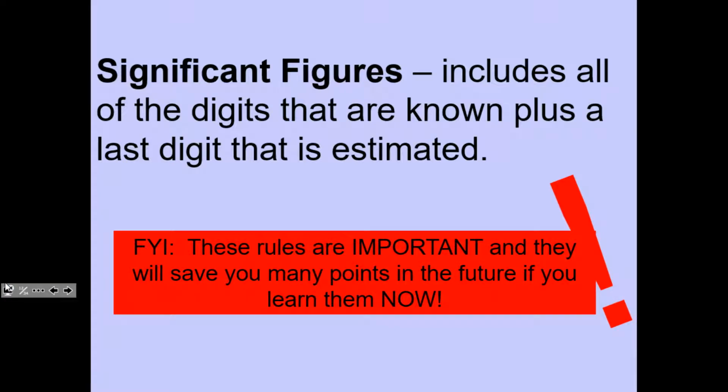Significant figures include all of the digits that are known plus a last digit that is estimated. I want us to write something in here that's very important. Significant figures are only used when we are talking about measurements. And if I could spell measurements, that would be great. Measurements, things that you do in a lab setting.